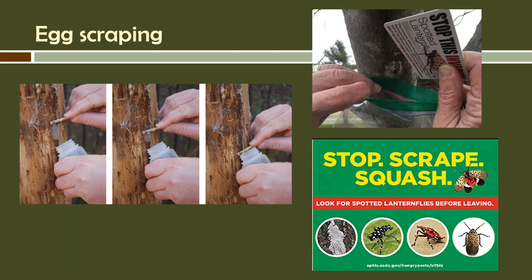Just scrape the eggs off of the tree or wherever you find them into a container of rubbing alcohol that kills the eggs and prevents them from hatching. It's definitely a good idea to do that in the winter or the cold months after the adults have died off. So there won't be any new eggs laid and the eggs haven't hatched yet. So this is a great time to check for egg masses and get rid of whatever you find.